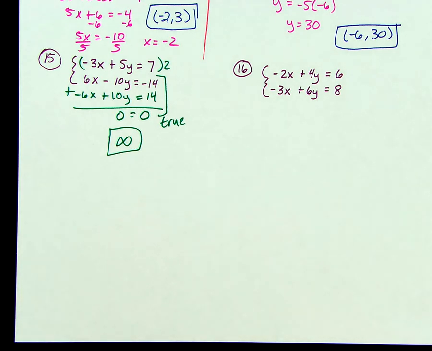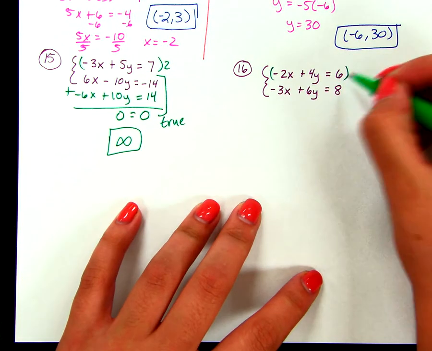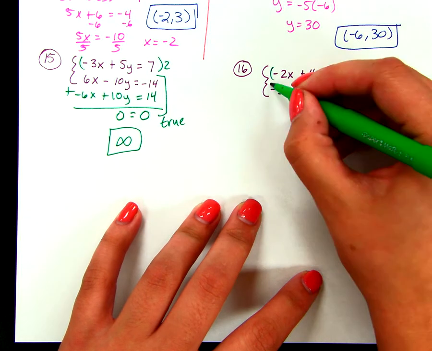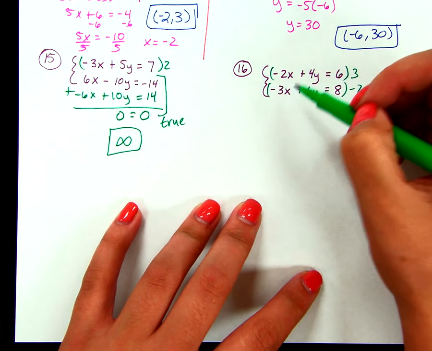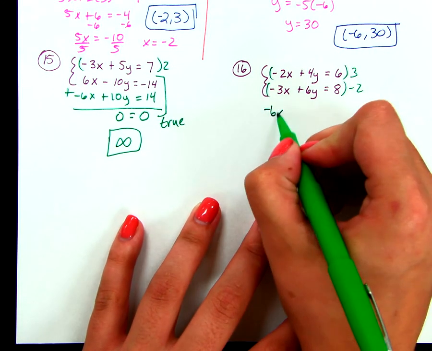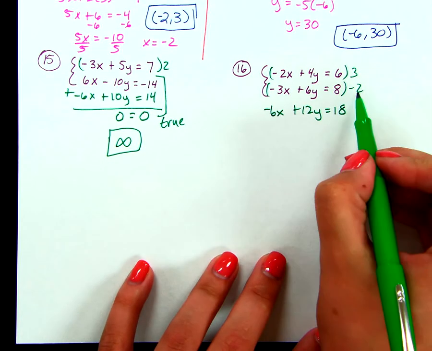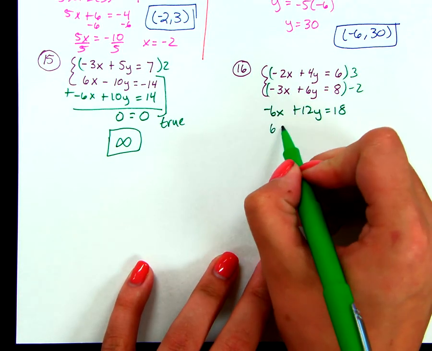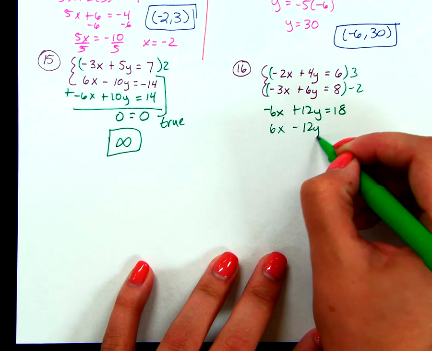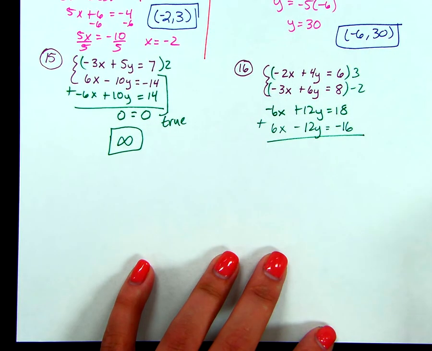All right, so if we take a look at the next one then. So looks like I'm going to have to multiply both equations by something. So let's take the top one times 3, and then I'll take the bottom one times negative 2, so that way we can cancel out the x's. So if we distribute 3, that'll be negative 6x plus 12y equals 18. And then now we're distributing the negative 2. So positive 6x minus 12y equals negative 16. And again, we're going to add those together.